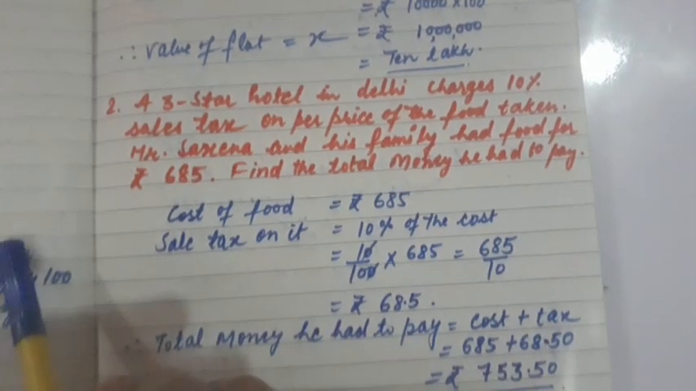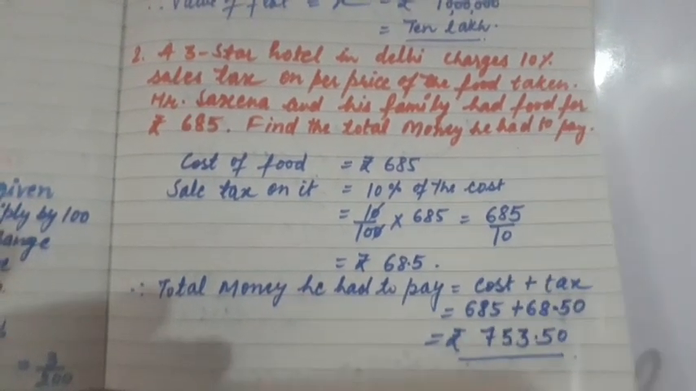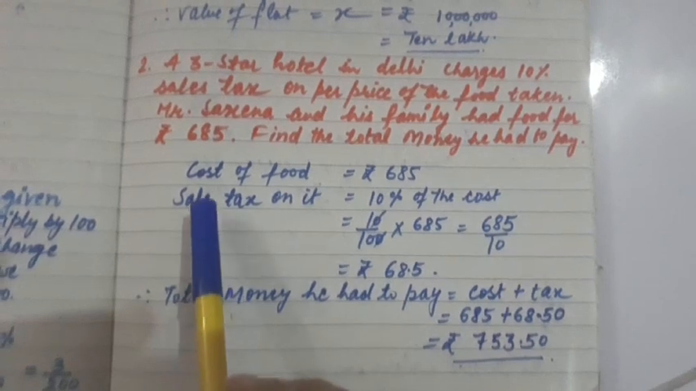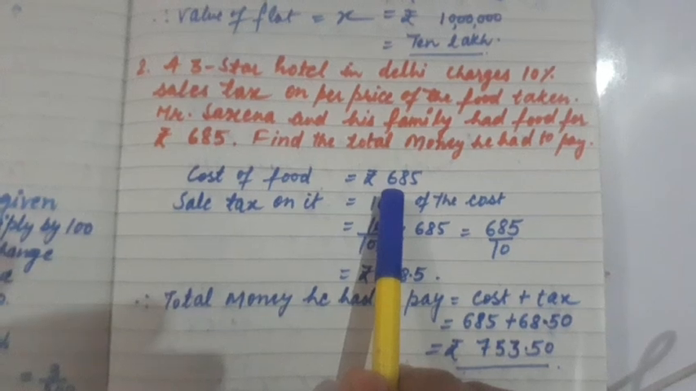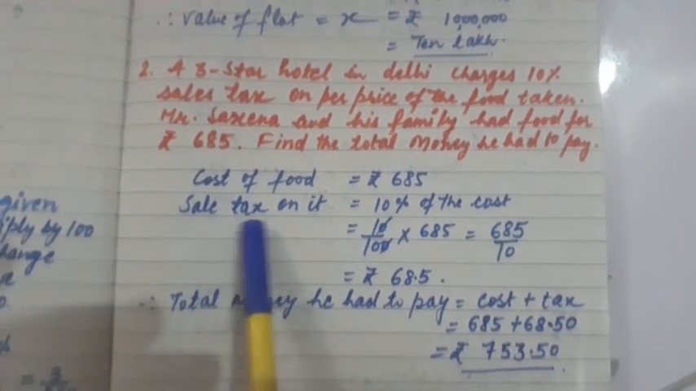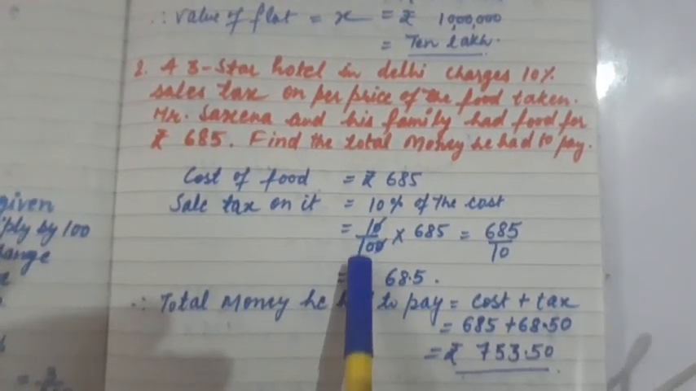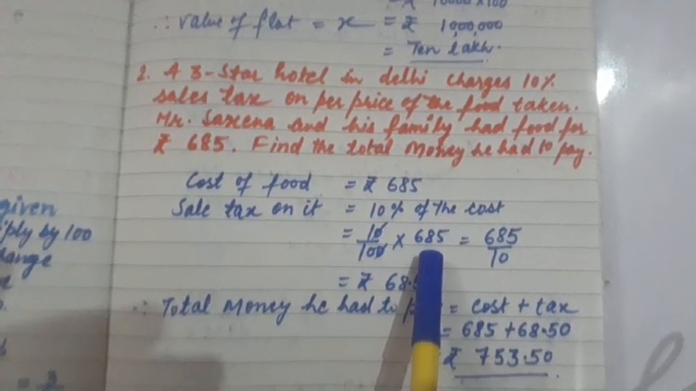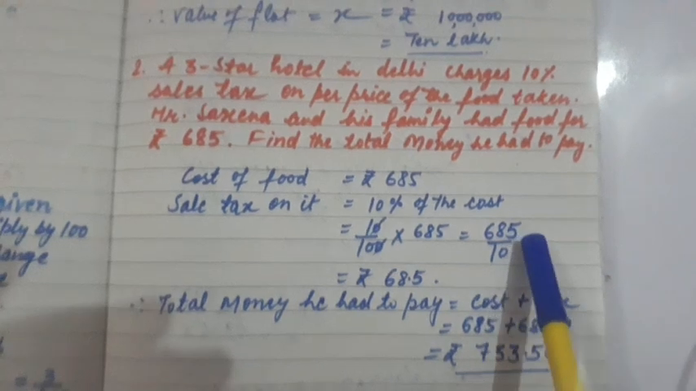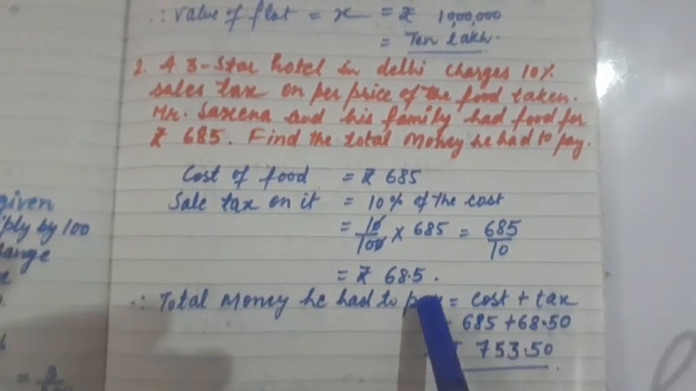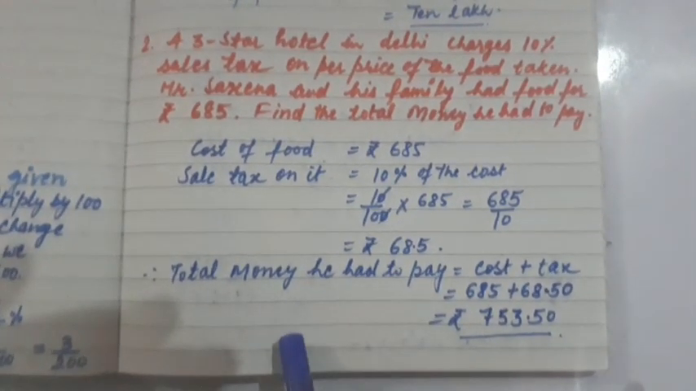In this question, we have to find the sales tax on the food, and we have to add it to the rupees. Here the cost of food for Mr. Saxena and his family is 685, and the sales tax on it is 10% of the cost, which is equal to 10 upon 100 into 685. We cancel the 10, so we get 685 upon 10, which is equal to 68.5 rupees.